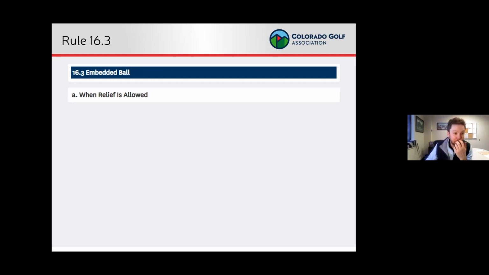So we're going to move to embedded ball now. This is more common than the dangerous animal condition, certainly. And then the last one won't take that long. It's determining whether your ball lies in a condition from which relief is available.